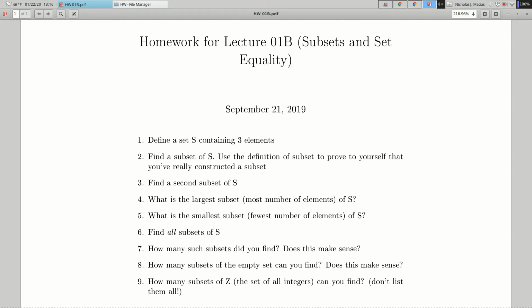Does it have to be like... Yeah, yeah. Oh, I thought it just meant like four subsets. No. Find all subsets of S. Yeah, it is infinite. Well, we're gonna talk about that on Friday. We have a whole another.